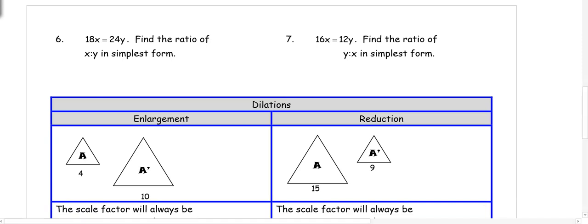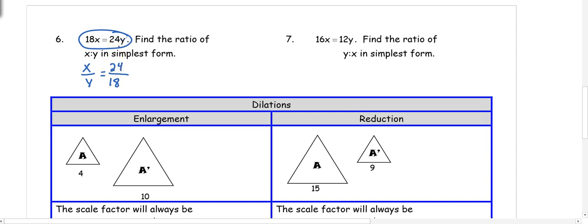So now working backwards for 6 and 7, they're giving us the cross product, and we need to find the ratio of x to y in the simplest form. So when we have x over y, we want to figure out what I would cross multiply with to get here. So when I have x on top, I would need to know what x is going to multiply with to get 18x, which is 18, and y is 24.